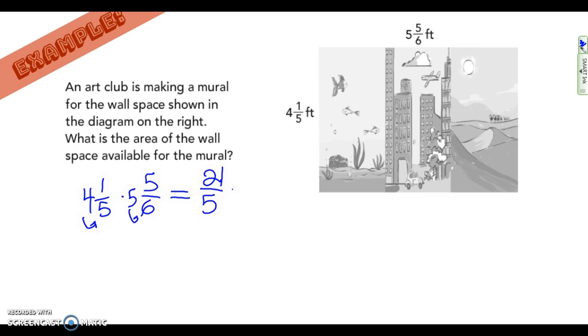5 times 6 is 30. Add your 5, is 35 over 6. Now I want you to multiply across the top and across your denominator and figure out what answer you get. Pause the screen while you solve it and figure out what your answer is. When you figure out your answer, show your teacher to get approval.